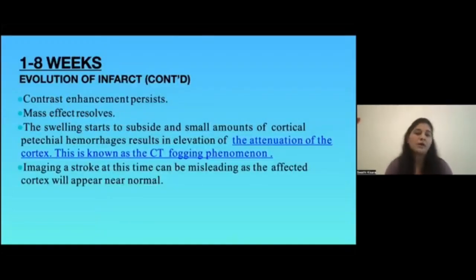And in this slide, let's talk about the evolution of infarct from 1 to 8 weeks. During this stage, the infarct shows contrast enhancement. It still persists in this time frame also, and the mass effect resolves. The swelling also starts to subside, and small amounts of cortical petechial hemorrhages result in elevation of the attenuation of cortex. This is known as the CT fogging phenomenon. So imaging of a stroke at this point can be very misleading, as the affected cortex will appear near normal.